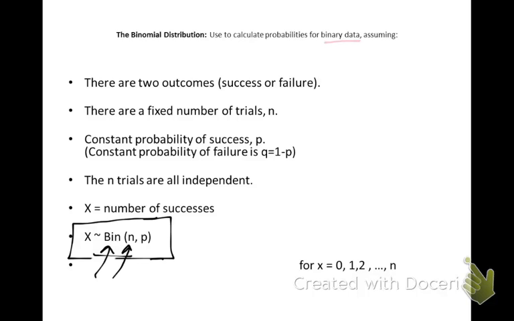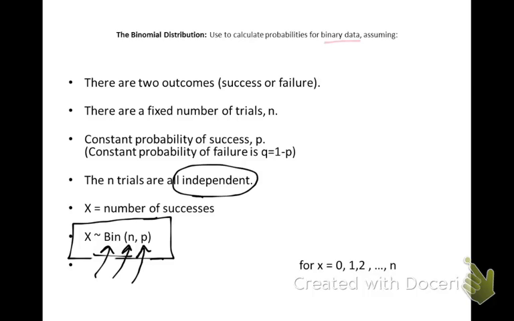Next, we need a constant probability of success. The probability of failure would be 1 minus the probability of success, and this is often denoted by q. In the notation, the probability of success occurs here. The last requirement is that all the trials must be independent. This is the only thing that you'll have to memorize because it doesn't appear in the notation.